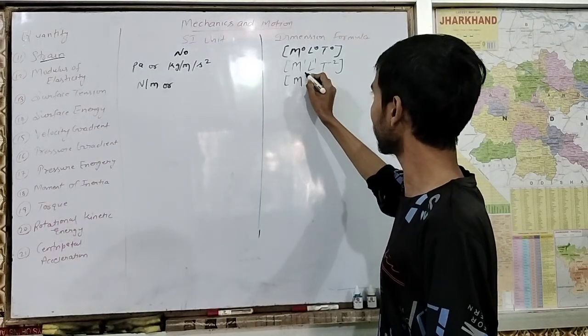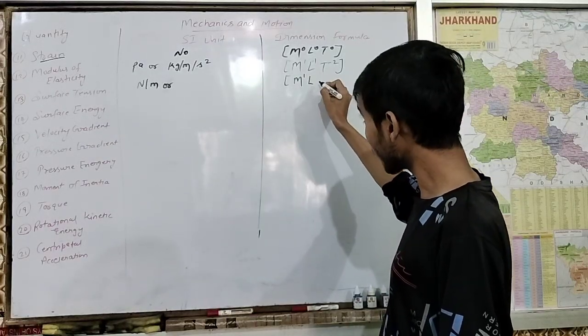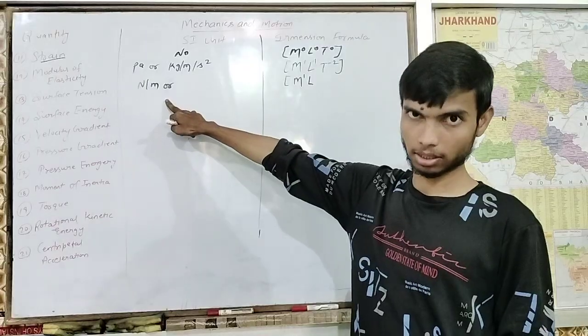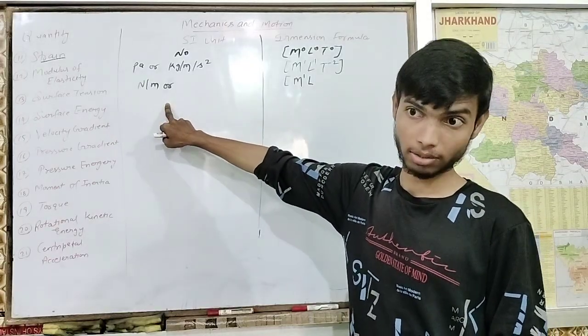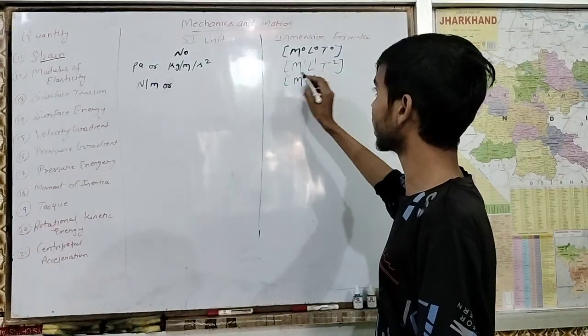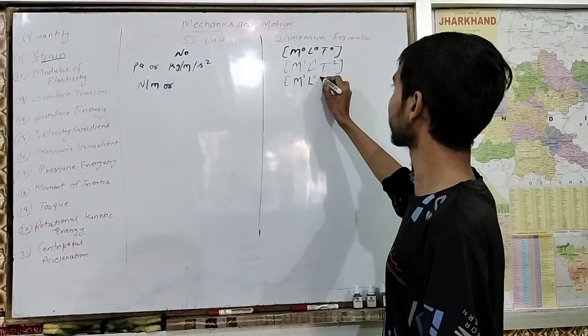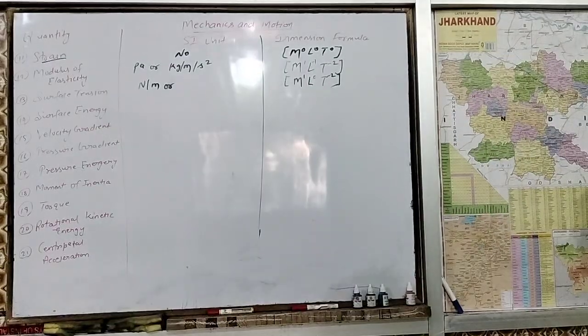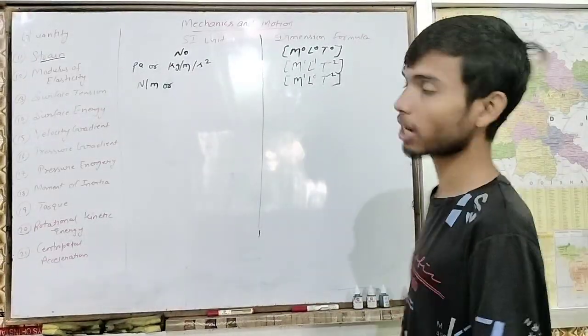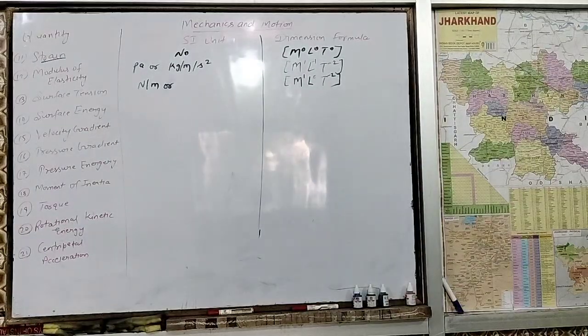So M1, L1, but here it is a per. So -1 and 1 will give you 0, and then T is -2. Clear? This is the dimension formula for surface tension: M1 L0 T minus 2. Next we have surface energy.